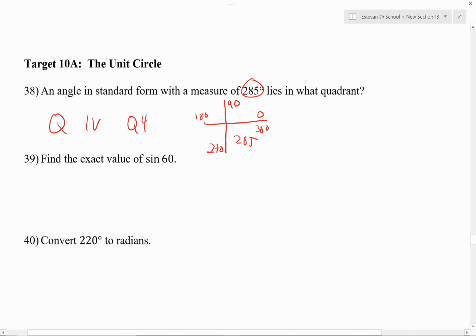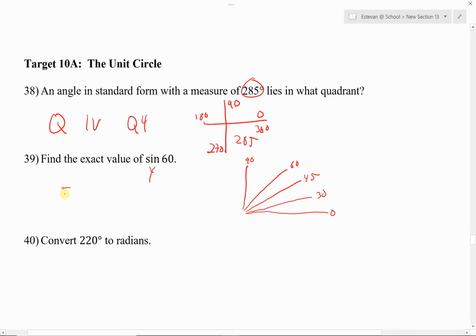Next, find the exact value of sine of 60 degrees. So we're doing sine. If you remember, sine stands for y. How would I possibly do the hand trick here? We'll just go with it. This will be your pinky, this will be your index finger, so that'll be 30. This will be the middle finger, that'll be 45. 60, your index finger, and then it'll be 90 degrees.